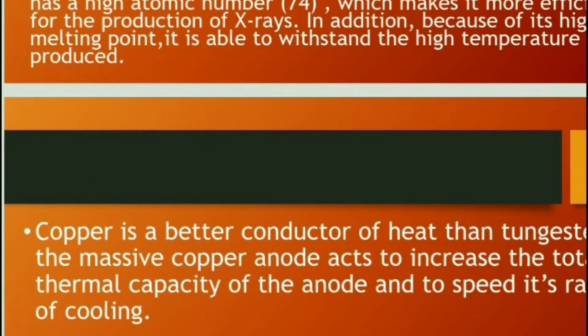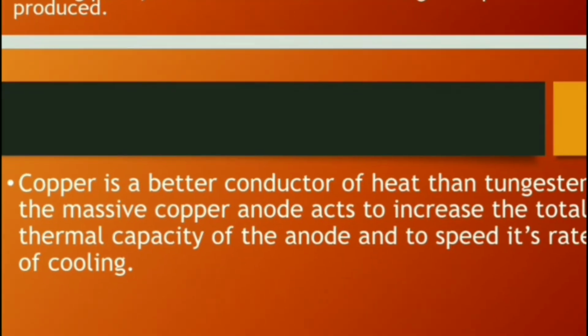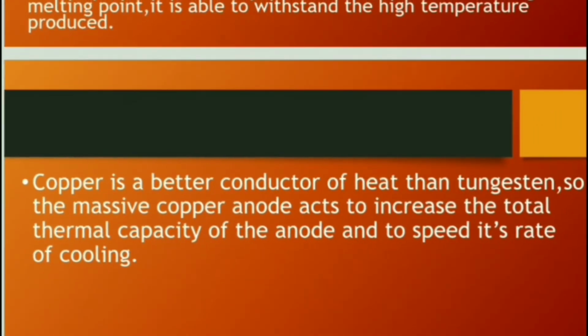Moving to the first one, the stationary anode. The anode of a stationary anode X-ray tube consists of a small plate of tungsten, 2 or 3 mm thick, embedded in a large mass of copper. So below it is a mass of copper. The tungsten plate is either square or rectangular in shape.